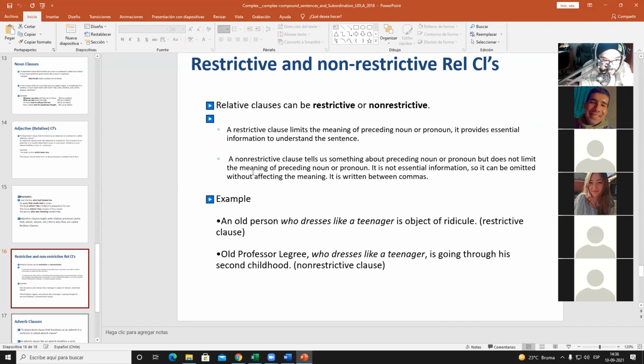A non-restrictive clause, that is to say a non-restrictive adjective clause, tells us something about the preceding noun or pronoun, but does not limit the meaning of the preceding noun or pronoun, right? It is not essential information, so it is extra information, so it can be omitted, it can be erased without affecting the meaning. And most importantly, it is written between commas.